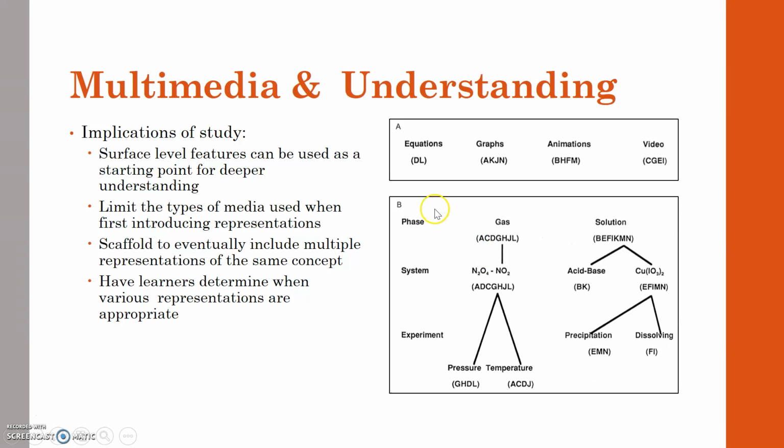So the image provided here shows the groupings by the novice participants in A and the expert participants in B. So what the researchers suggest is that we can use the surface level features of each of these various modes to eventually get the novice learners to the expert level.